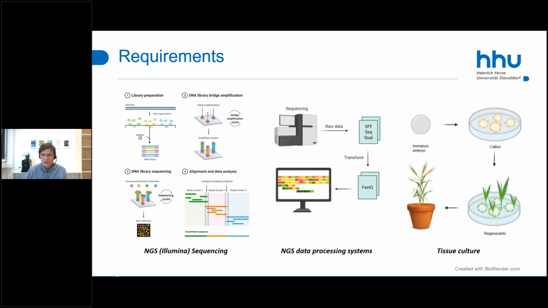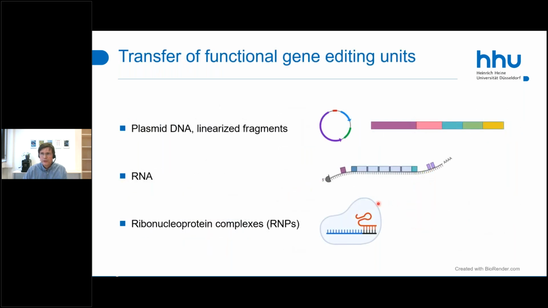And then last but not least, of course, you also need tissue culture, so that you are able to make a new plant out of a transformed cell. There are several forms in which those gene editing functional units can be transferred into a cell, for example, a plant cell. So there could be plasmids or linearized fragments. It could be in the form of RNA, and it can also be a protein, like for CRISPR-Cas in a ribonucleoprotein complex.